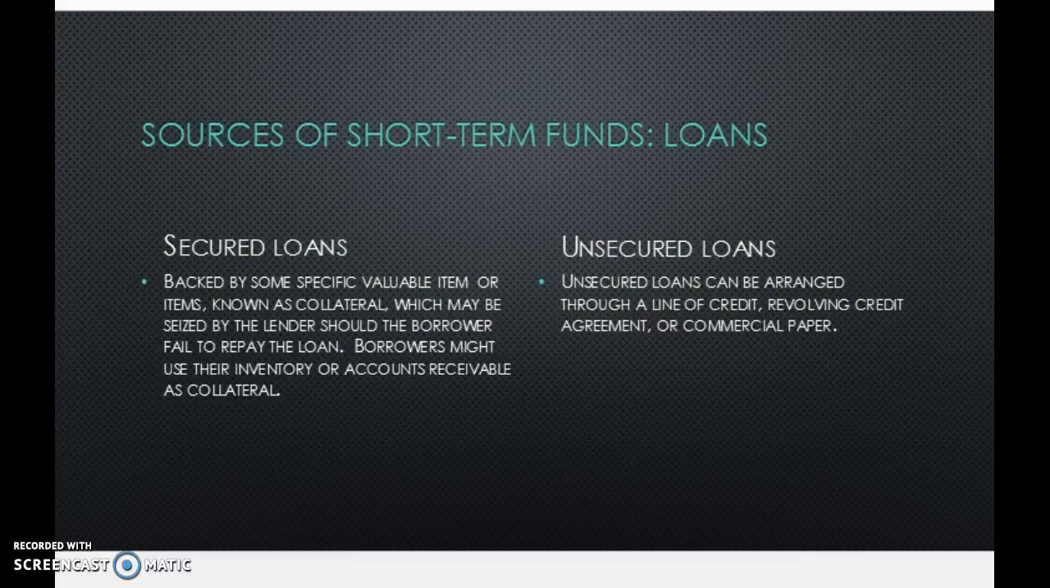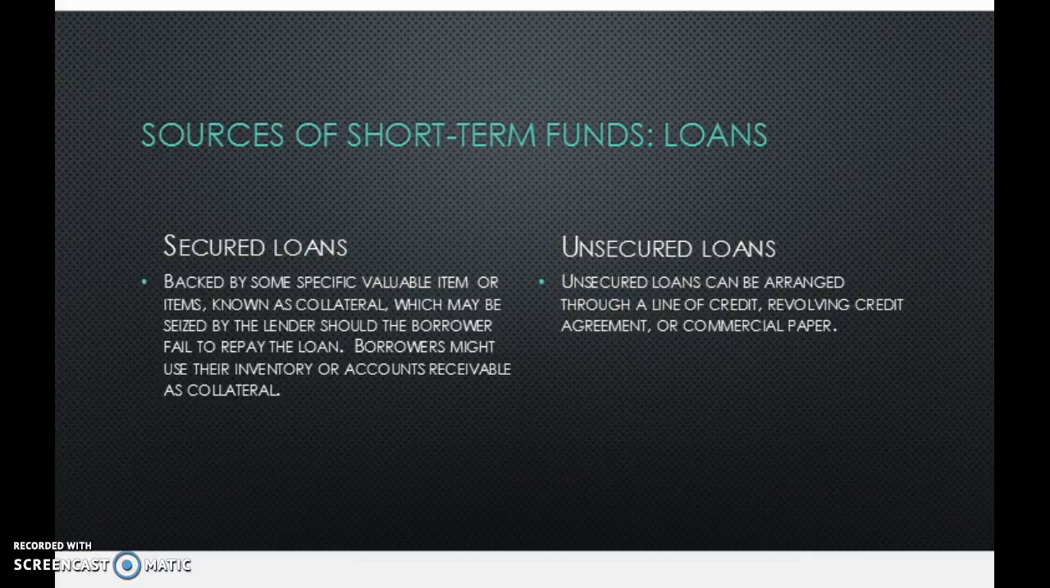An unsecured loan may be arranged through a line of credit, a revolving credit agreement, or commercial paper. A line of credit is a standing arrangement in which a lender agrees to make available a specific amount of funds upon the borrower's request.